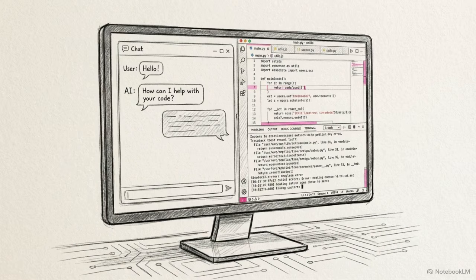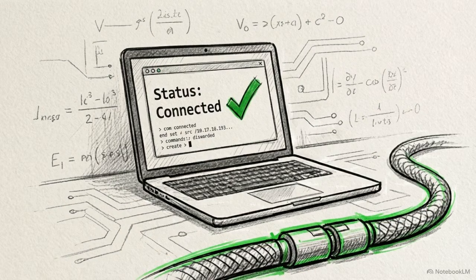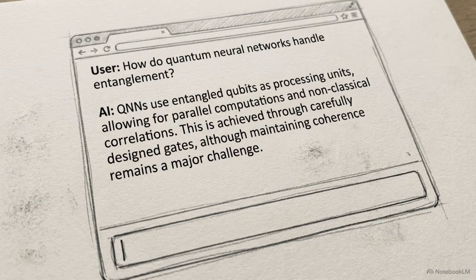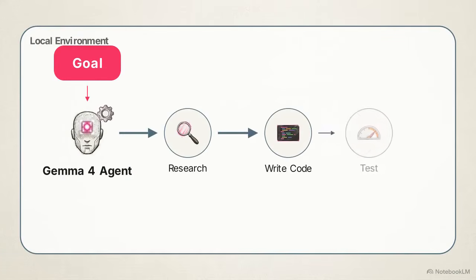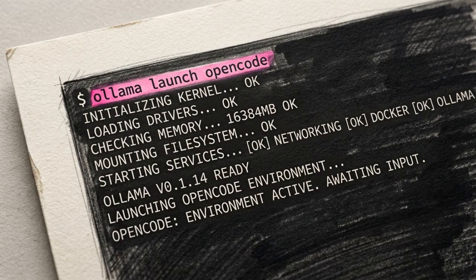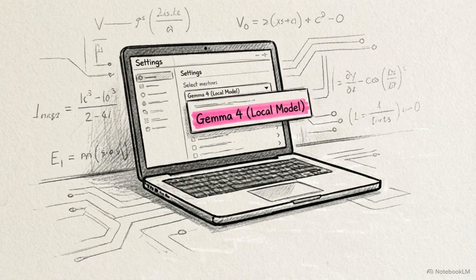Step 2 is upgrading from simple text generation to automated workflows. We do this by plugging the local Gemma 4 model into an autonomous coding framework like OpenCode. A standard chatbot waits for your exact instructions for every single action. An agentic framework takes a single goal, breaks it into multiple steps, and executes them consecutively on its own. To bridge these two tools, go back to your terminal and enter the command Ollama launch OpenCode. This binds your downloaded Gemma 4 model directly to the autonomous framework.